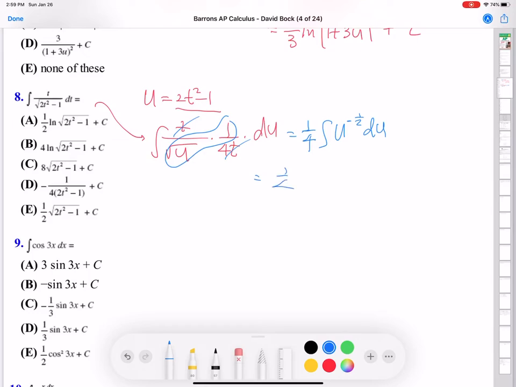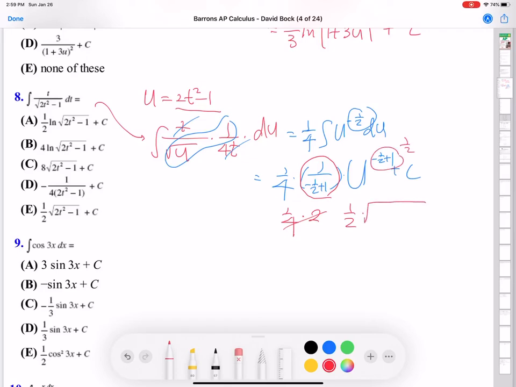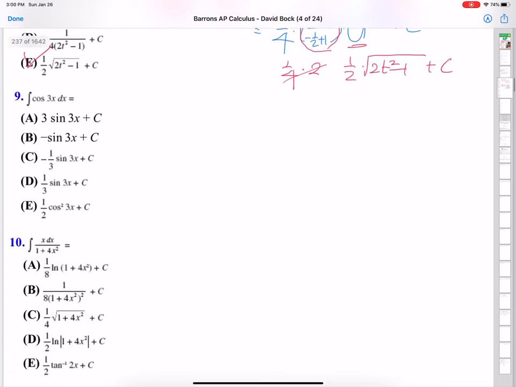So 1 over 4 times, use the power rule, but n is negative 1/2. So 1 over n plus 1 times u to the n plus 1 plus c. And then what is this part? It is 1 over 4 times 1 over 1/2, which is times 2, right? That's 1/2. This part is 1/2. That means square root u. What was u? 2t squared minus 1 plus c. So 1/2 square root of 2t squared minus 1 plus c. E is the answer. Number 9.